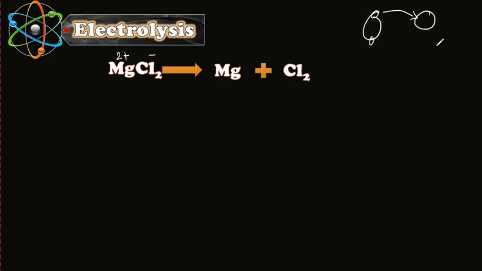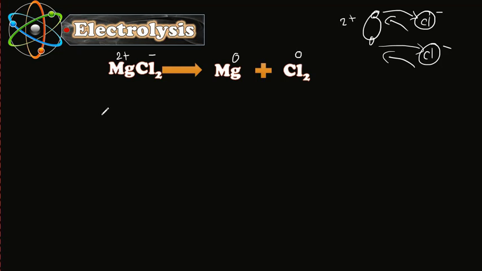One will go to this atom, and 1 will go to this atom. So this lost 2 and became 2 positive. This gained 1, so negative and negative. And we have 2 atoms of chlorine. To lose the charge and become 0, this will give back 1 electron and this will give back 1 electron. So magnesium will gain 2 electrons, and this will be 0 charge and this will be 0 charge.